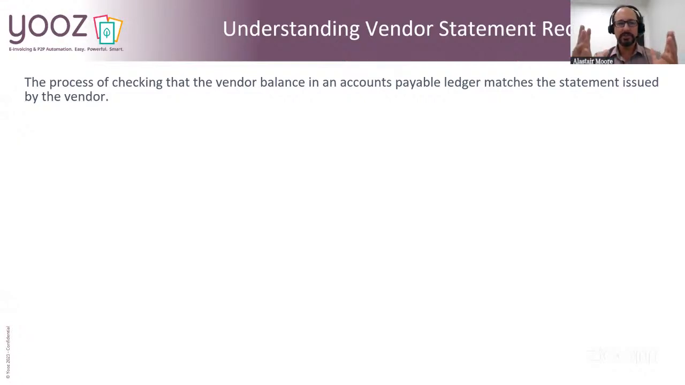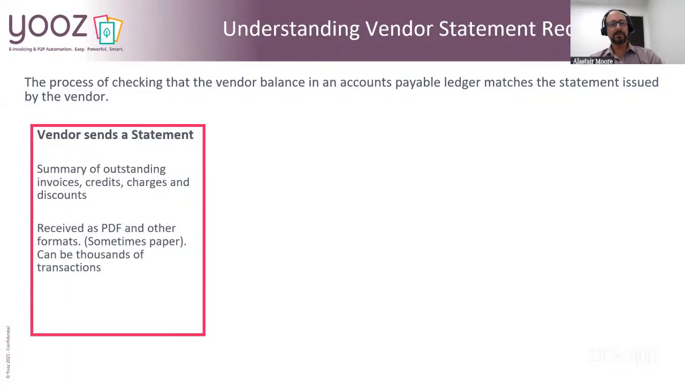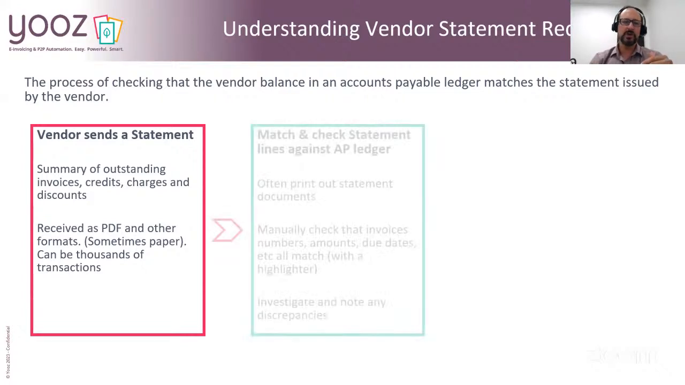The process is checking that a vendor balance in the accounts payable ledger, the AP ledger, matches a statement issued by a vendor. And what that looks like is typically a vendor or a supplier sending in a statement. That statement will typically be a summary of outstanding invoices, credits, charges, discounts, among other things, and it's received as a PDF, or it might be in other document formats, and sometimes it's even received as paper, and they can be very data-heavy, dense documents that span hundreds, if not thousands of lines and transactions, and can be upwards of 30 or 40 pages long.